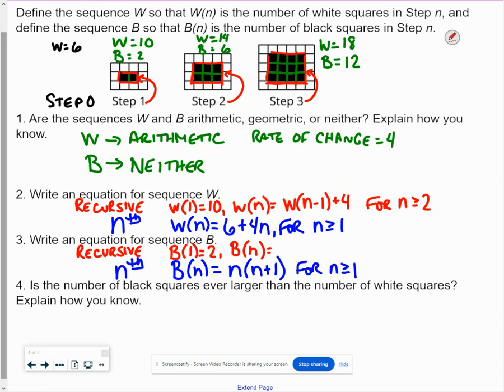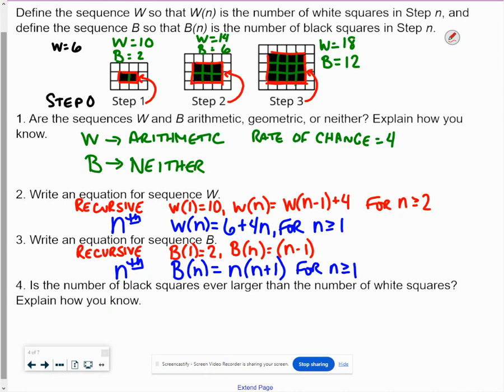For the recursive one, if I can go back to that now, I would have to take whatever I had in the step before and figure out what's being added every single time. So this, I think, is harder. To go from step 1 to step 2, I added 4. To go from step 2 to step 3, I added 6.